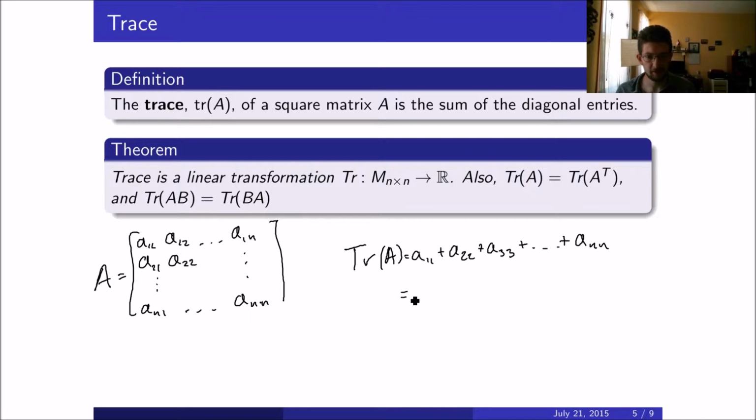Okay, and this can also be expressed as the sum for i equals 1 through n. Okay, so the trace doesn't care about the transpose. If you take A and its transpose, you can take the trace and swap these around and nothing happens. And the trace also doesn't care about the order in which you multiply two matrices, just two. If you multiply more, then you need to pay attention.